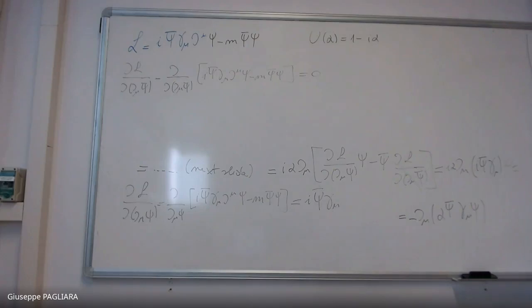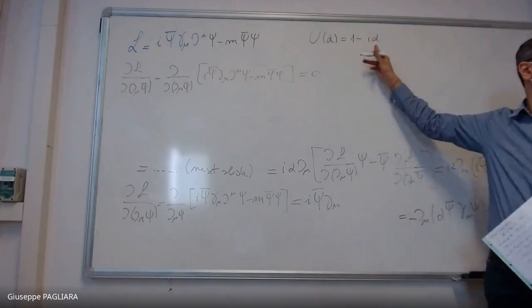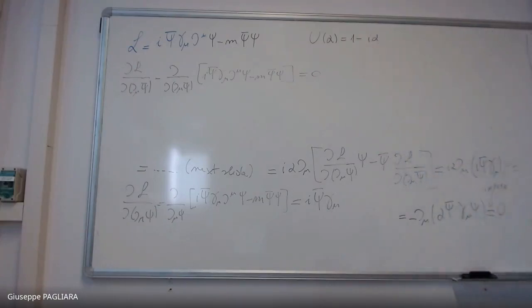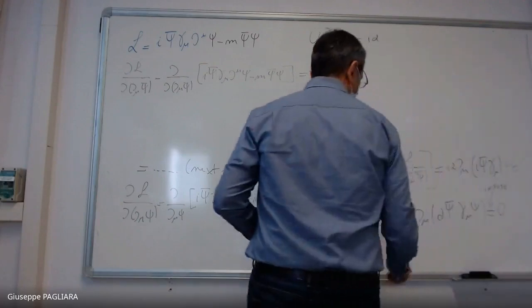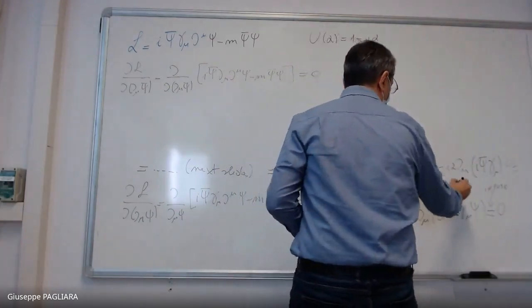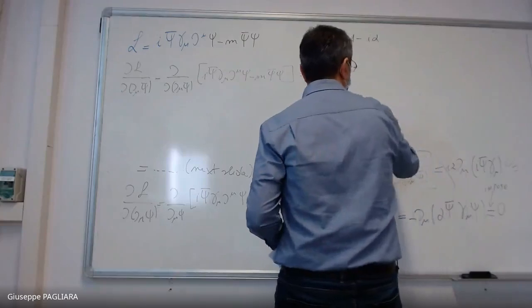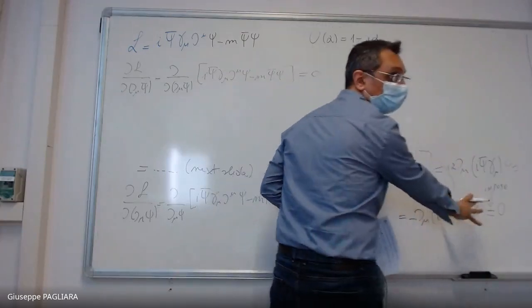And now we impose that this is 0. Or in other words, we require that our Lagrangian is symmetric under this transformation. So there is no variation between the transformed and untransformed. Okay. And so, since now this derivative we impose is equal to 0, as a consequence, obviously, this quantity is conserved.